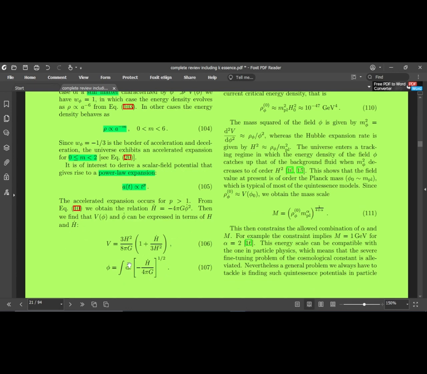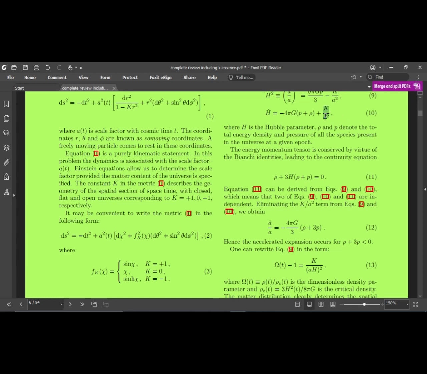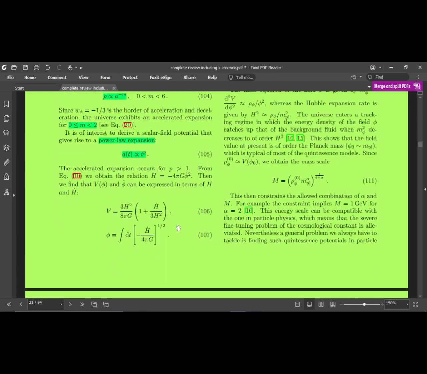And we basically omit this curvature term, for example. We have already seen that this curvature is not producing enough acceleration, so we have just omitted it, correct? Therefore we have seen that h dot is equal to minus 4 pi g phi dot squared. And this phi dot squared again is very small, therefore h dot must be smaller than h. Then we found that v phi and phi dot can be expressed in terms of h dot.